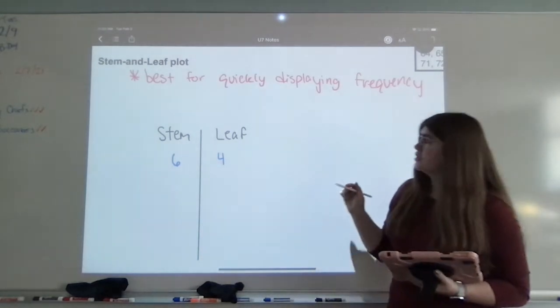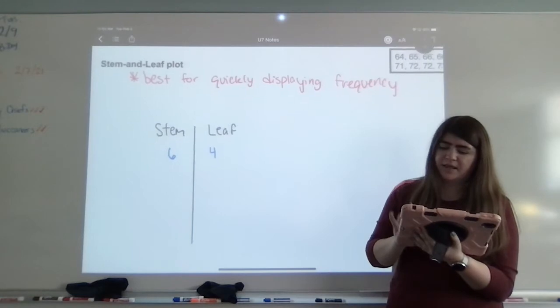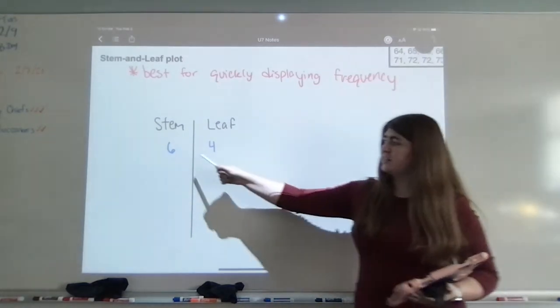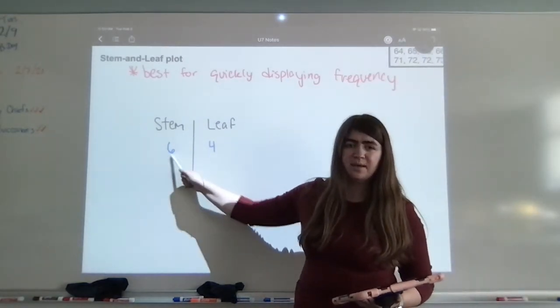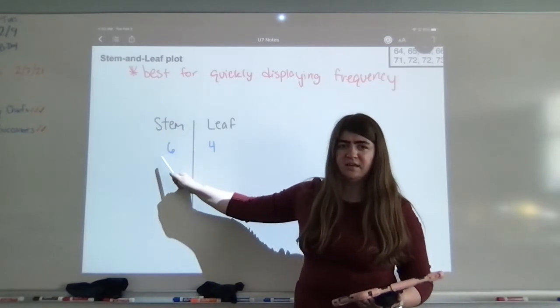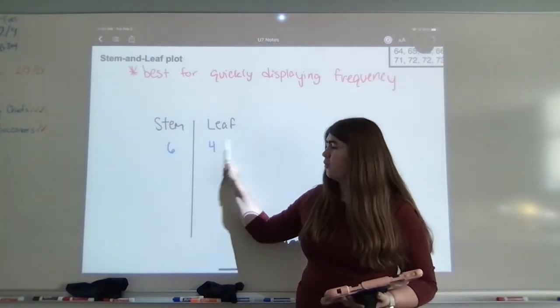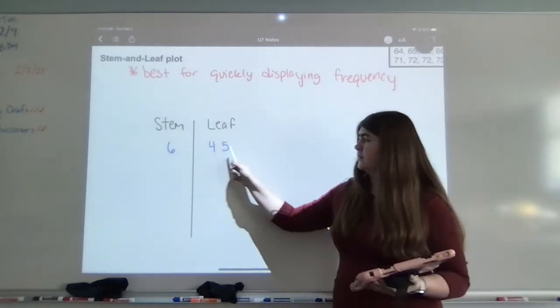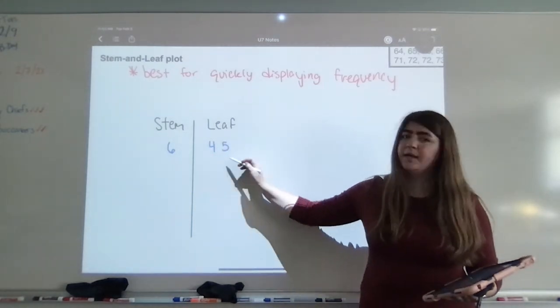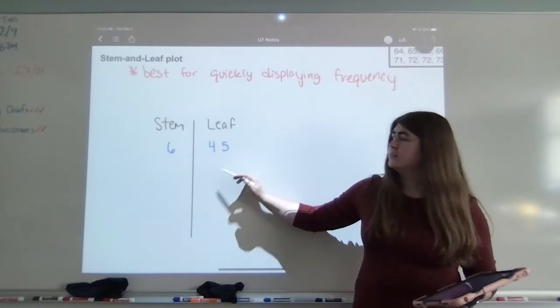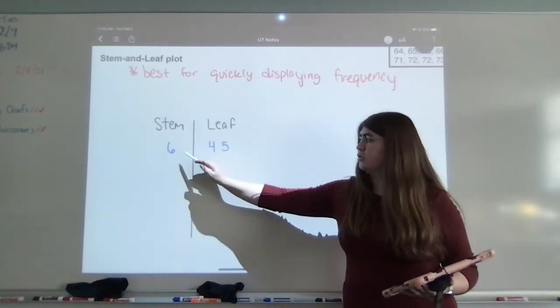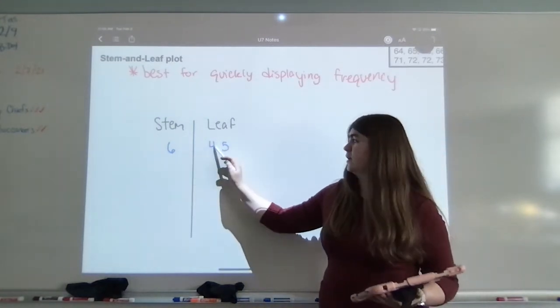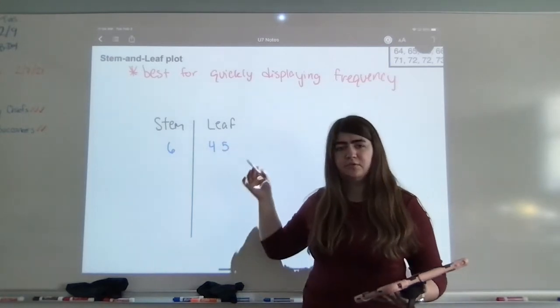Then our next number in our data set is 65. So the 6 stays the same because it has the same stem. We're still in 60. But now our leaf, instead of 4, is 5. So I have 64, 65. And you don't put any commas in between our numbers. This is just two separate data points, 64, 65. And this continues like so.